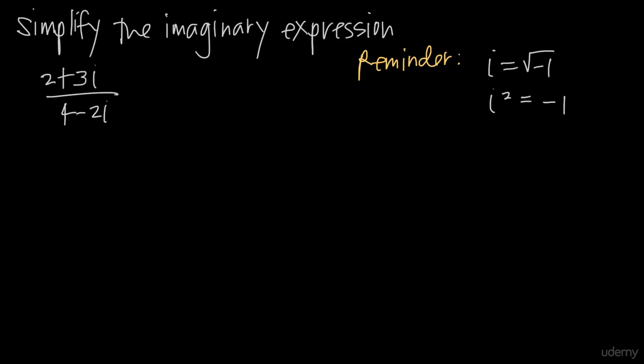In this video, we're talking about how to use the conjugate method to simplify an imaginary expression. The imaginary expression that we've been given is this fraction here, where we have 2 plus 3i in the numerator and 4 minus 2i in the denominator.